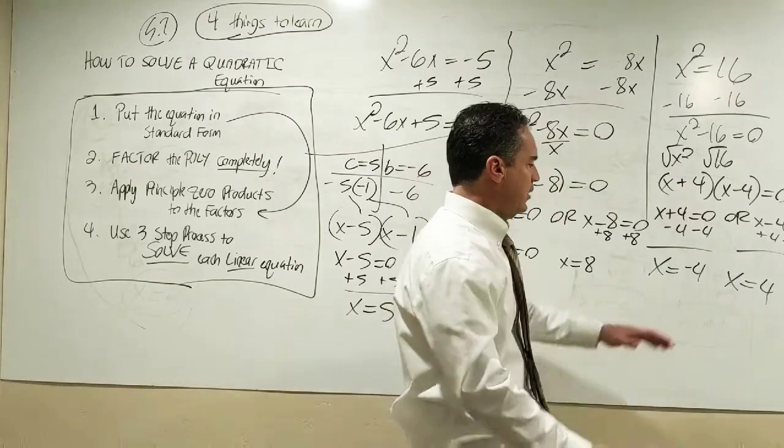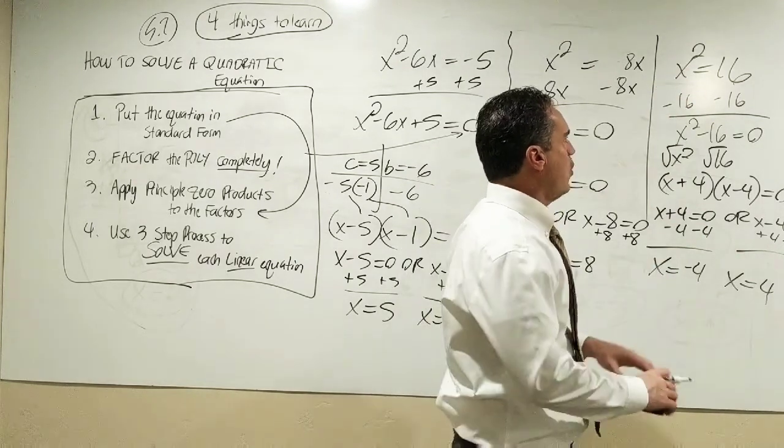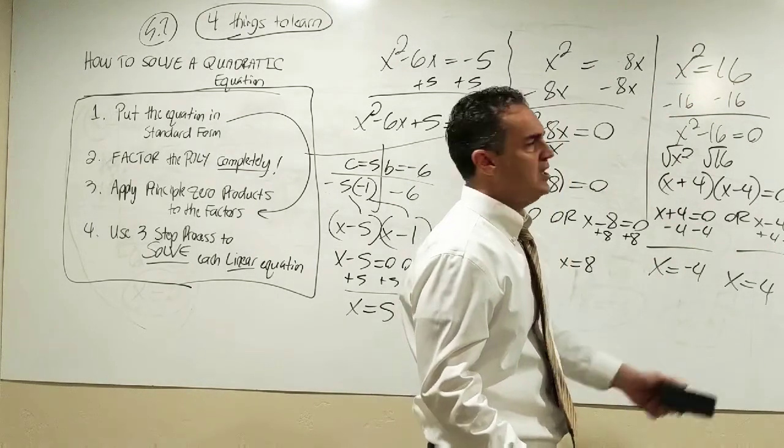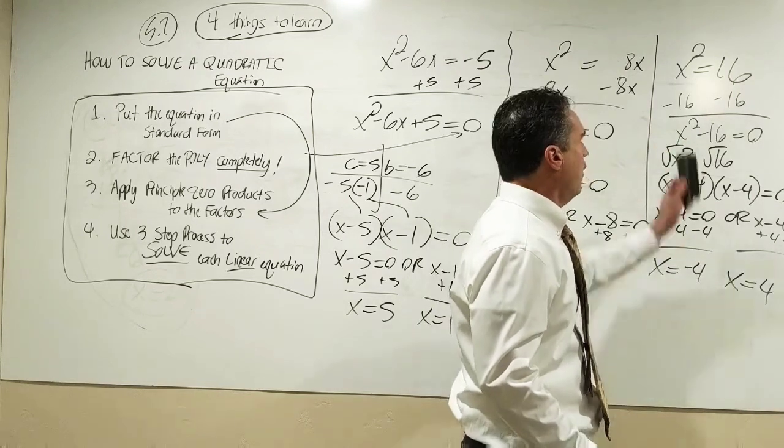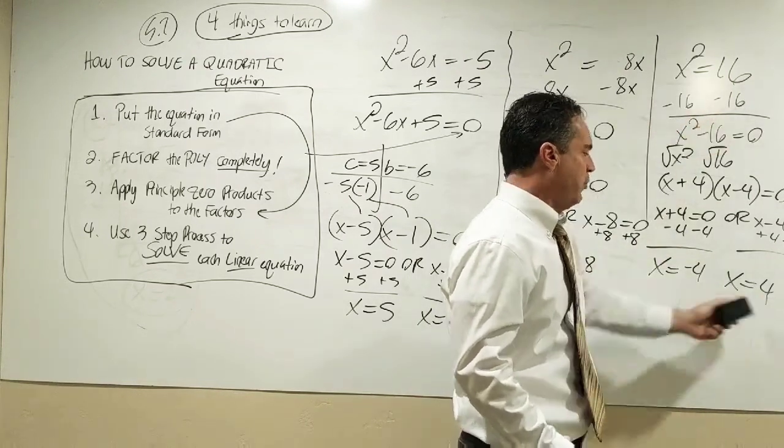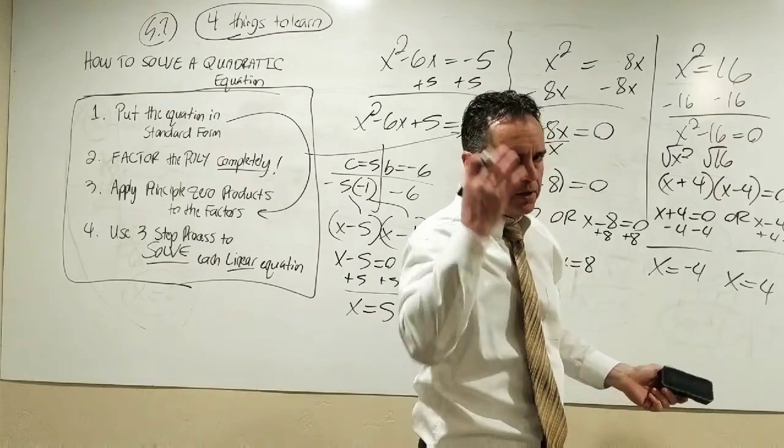Okay, you want to check that out? Negative 4 squared is negative 4 times negative 4 makes 16. 16 equals 16, that's true. 4 squared is 4 times 4 is 16. Both of them are true answers. You can check that one in your head.